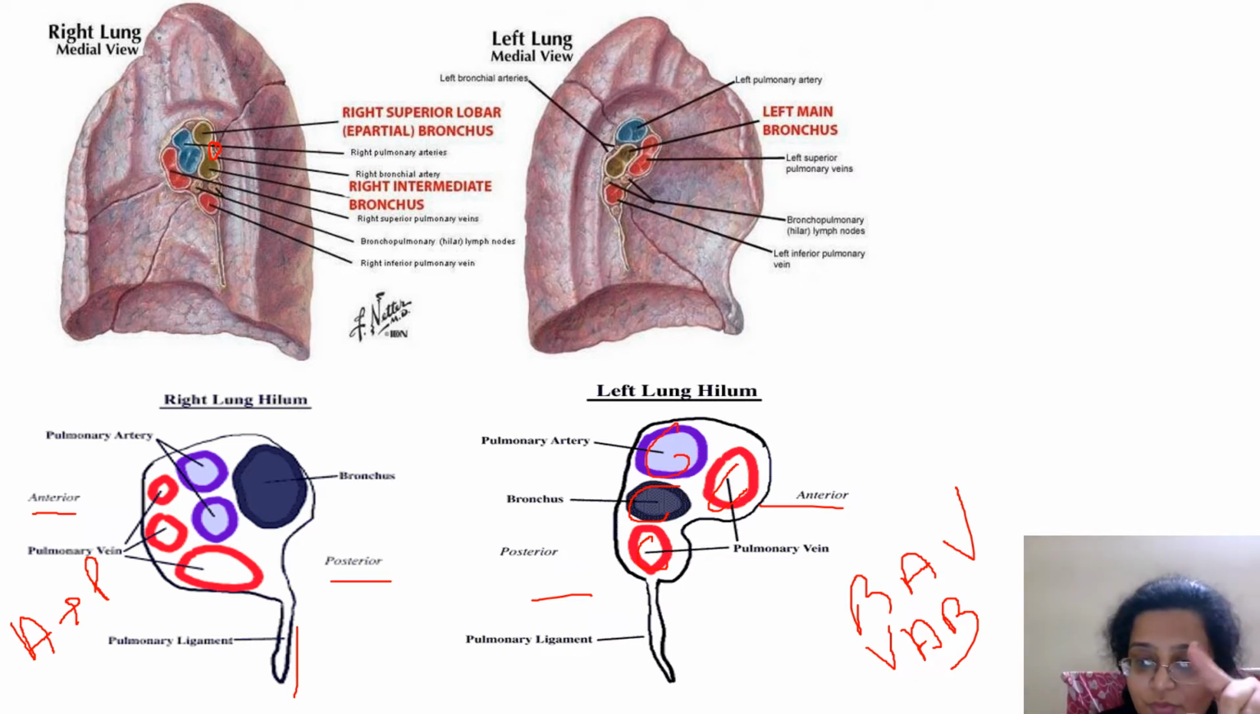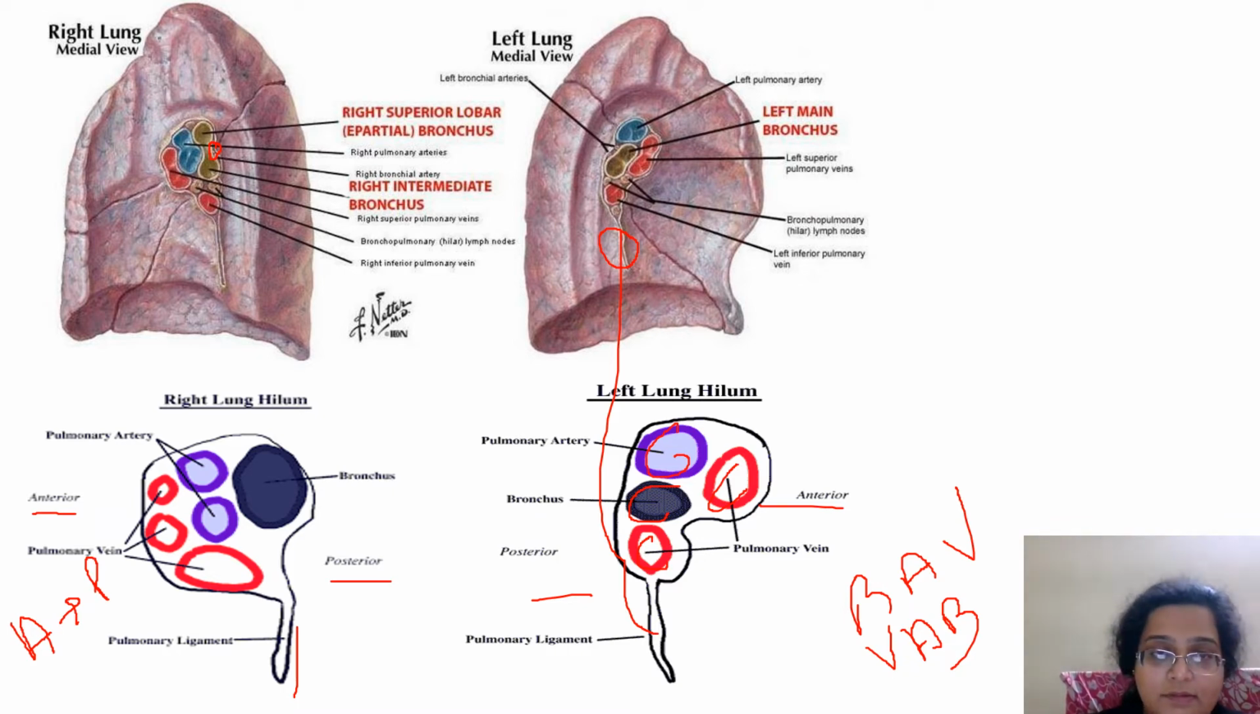Now what you need to remember is in right lung you're going to see two holes for pulmonary artery, while in the left you are going to see one hole. In the vein there will be more than two. Here there will be only two, and then there's one single bronchus opening in both the sides, and the ligament going down over here, see this thing is the pulmonary ligament. Okay, so just remember anterior to posterior is VAB, and the number of arteries and veins is less on the left side as compared to the right.